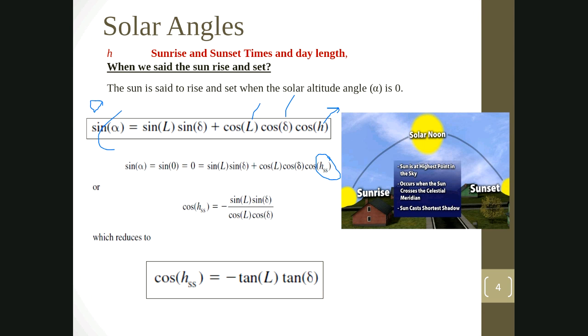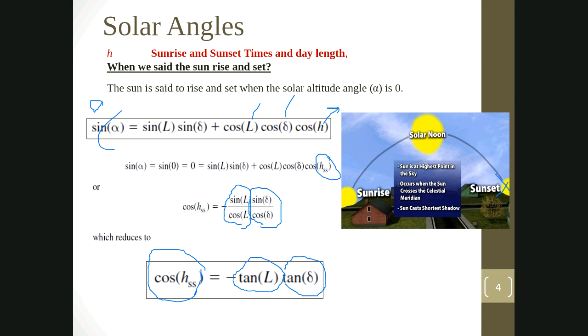Rearranging this equation, we find that cos H_SS equals minus tan L tan delta, the tangent of the latitude and the tangent of the declination. As you see here, sin L over cos L is equal to the tangent. So H_SS here represents the sunset time, exactly the time when the sun is going to set. I don't have sun here, so that means we have zero solar radiation, since it's sunset.